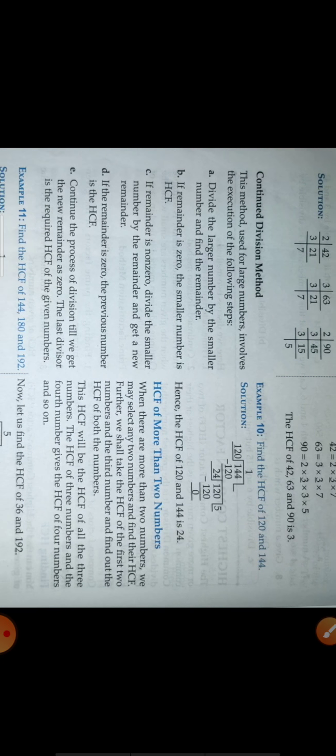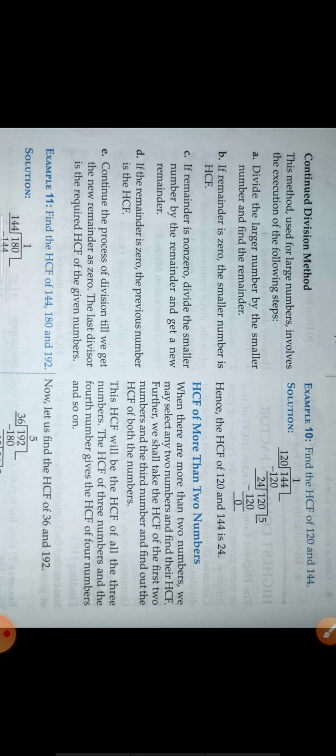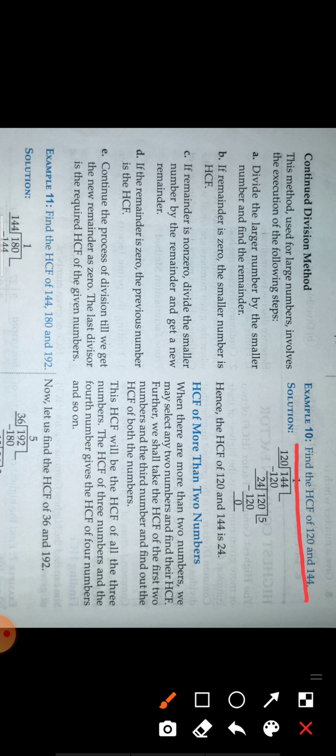So in continued division method, okay, this method is also used to find out the HCF of a number. So you have to divide the larger number by the smaller one. Suppose for example, question is find out the HCF of 120 and 144. So what you have to do, you have to divide the highest number by the smaller number, and you have to divide until you get the 0 resultant. Okay, so first point is that divide the larger number by the smaller number and find the remainder.